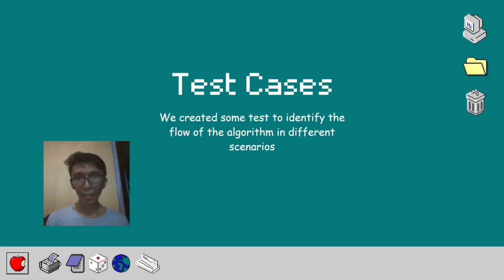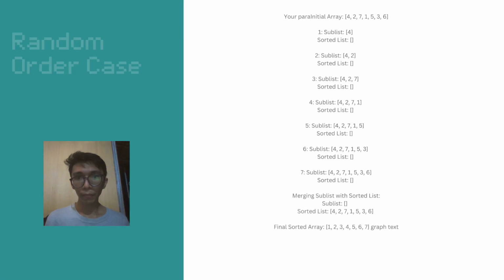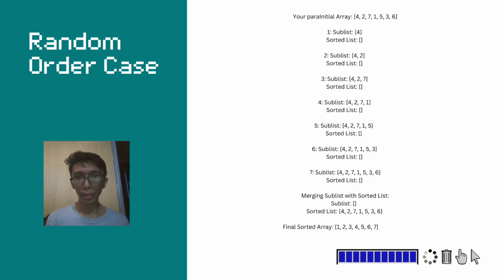Test cases. In test cases, we created some tests to identify the flow of the algorithm and different scenarios. First is random order cases. We begin with the following initial array in this example, which is random order: 4, 2, 7, 1, 5, 3, and 6. Every element of the array is given a sublist by the algorithm as it iterates through it. There is only one element in each sublist because the elements are arranged in random order. The final sorted array is produced by the algorithm by combining each sublist with the sorted list: 1, 2, 3, 4, 5, 6, and 7.